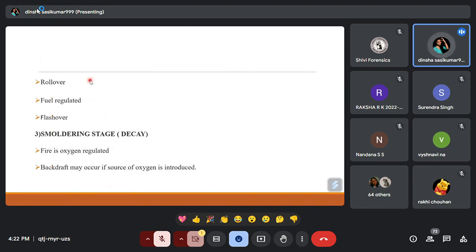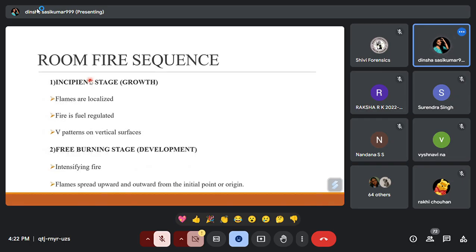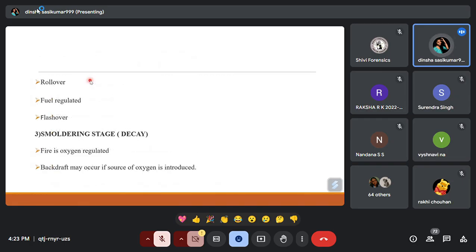And there's a chance for rollover to occur. Rollover occurs when ignition of the upper layer results in fire extending across the compartment at its upper levels. So there's a chance for occurrence of rollover during the second stage of this room fire sequence. And this stage also is fuel regulated. Oxygen has no role in the second stage also. The fire in this stage is solely fuel regulated, and there's a chance for flashover in this stage.